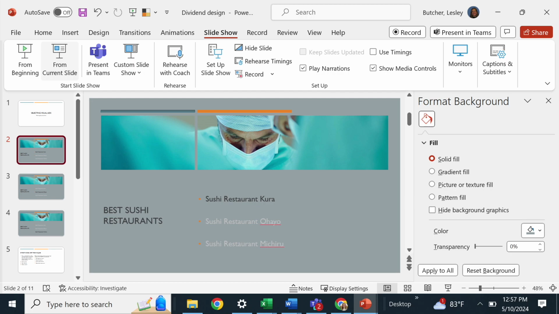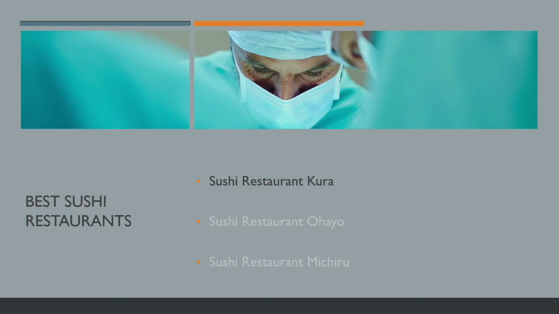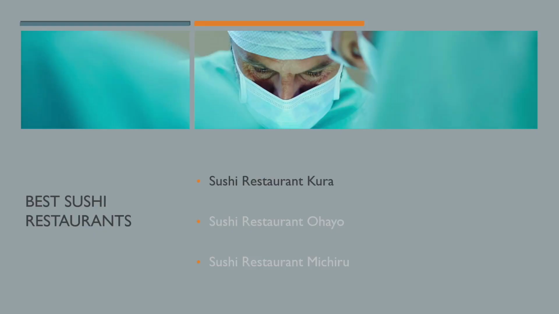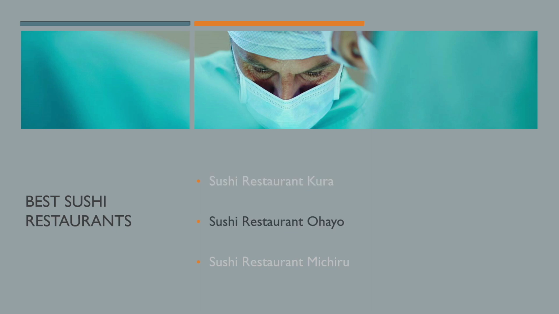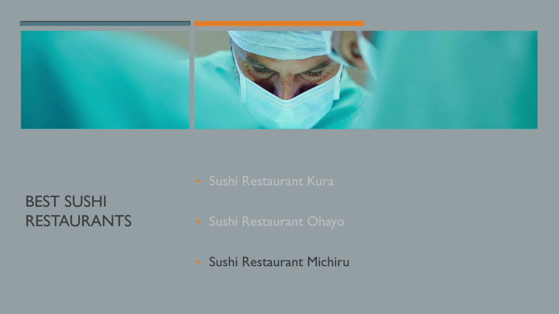Okay, so now I'm going to present, and it's clear what I want you to focus on. You could have even used a white font for the one you want to focus on. So let's start with the sushi restaurant Kura. Now, let's move on and talk about the sushi restaurant Ohio. Finally, I want to talk about the sushi restaurant Mishiru. I'm telling my audience, here's what I want to talk about when I'm presenting.